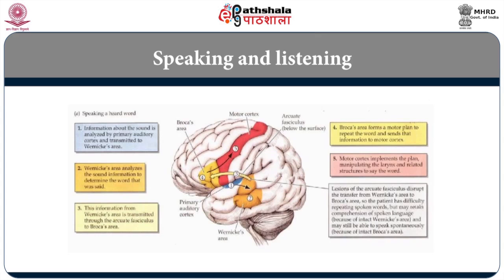So the first area is the primary auditory cortex, second is Wernicke's area, third is the arcuate fasciculus, fourth is Broca's area, and fifth is the motor cortex. From the motor cortex, fiber tracts come down to the spinal cord, asking our speech muscles to move. This is what happens when you are speaking and listening.